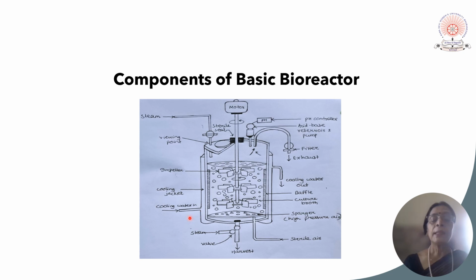That is the sparger. Then, during this operation, heavy heat is generated. There are different heat dissipating devices. One is shown here, that is the cooling jacket through which cold water circulates throughout the outer wall of the fermenter and keeps the interior cool.